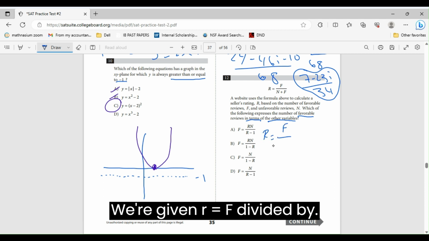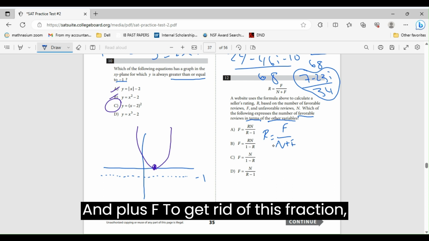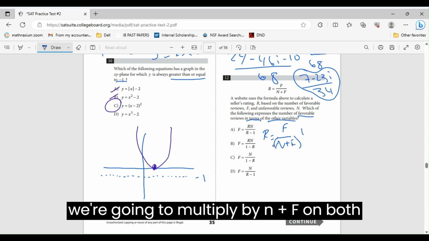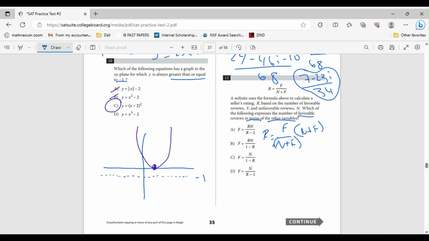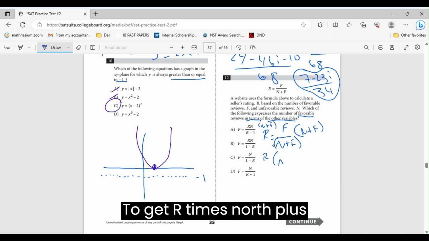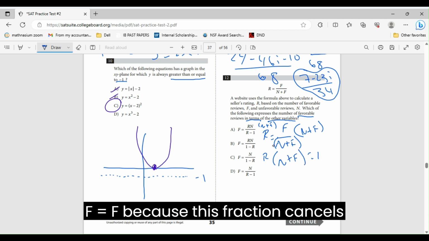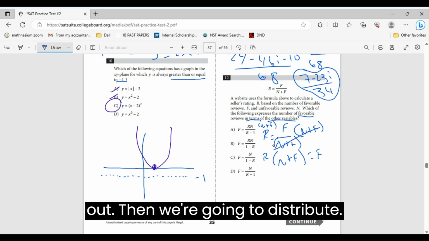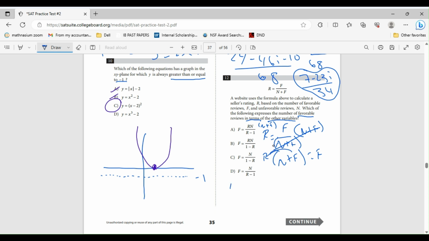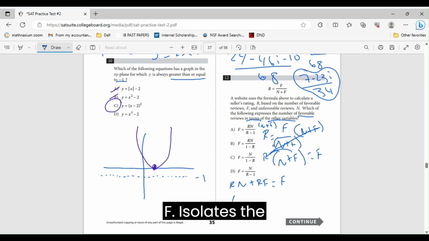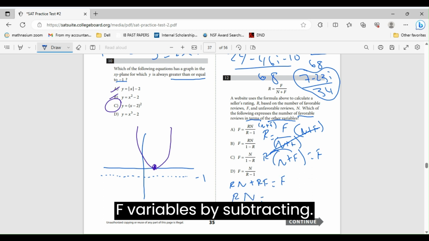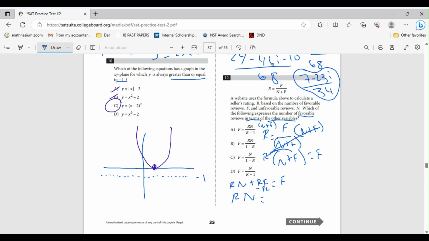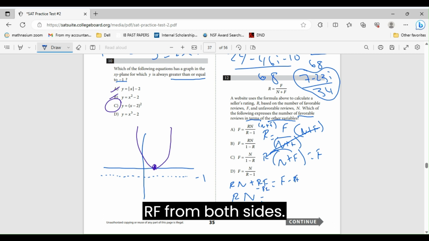R equals F divided by N plus F. To get rid of this fraction, we're going to multiply by N plus F on both sides. To get R times N plus F equals F, because this fraction cancels out. Then we're going to distribute: Rn plus Rf equals F. Isolate the F variables by subtracting Rf from both sides.